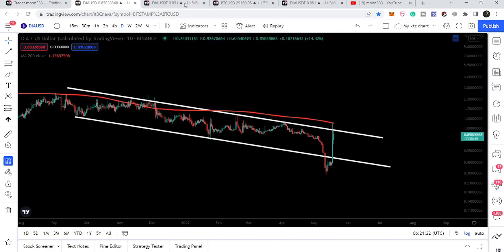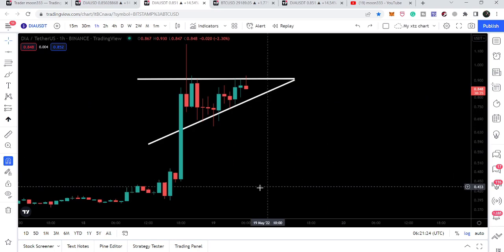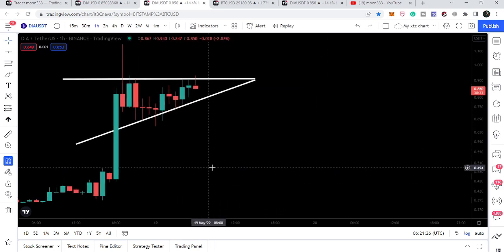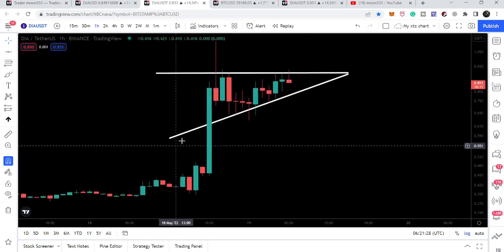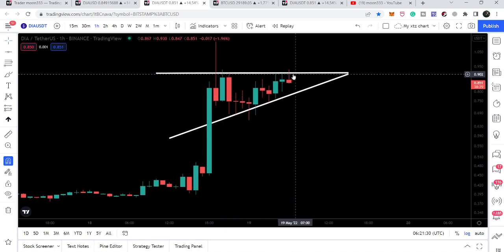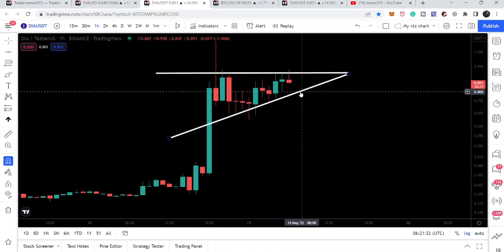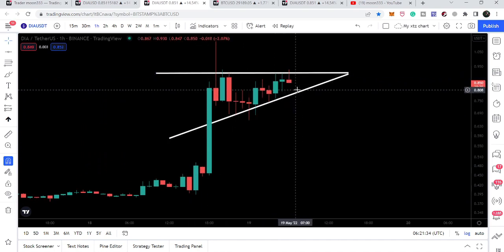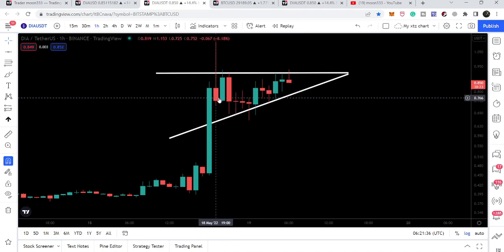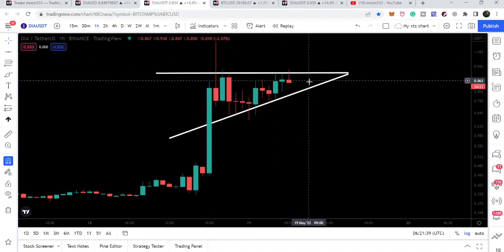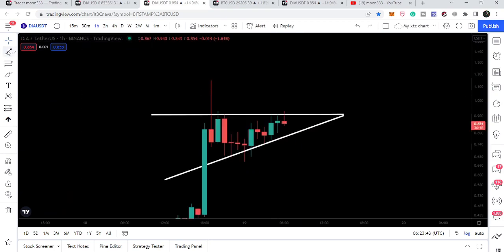Now, if we switch to a very small time frame, an hourly time frame chart, here we can see DIA has formed this ascending triangle. We have so many rejections here and several touch points. Now, if DIA breaks out of this triangle, even though this is a really very small time frame chart, the hourly chart, right now the significance of this chart is very high.